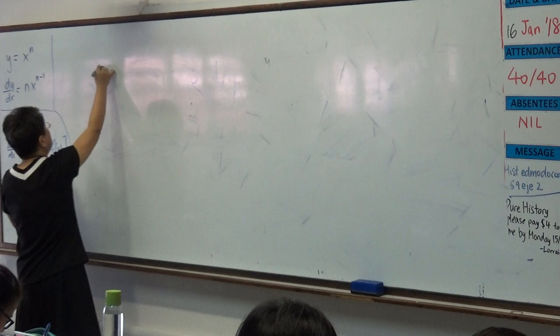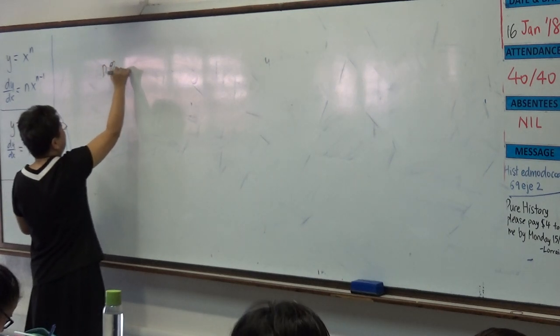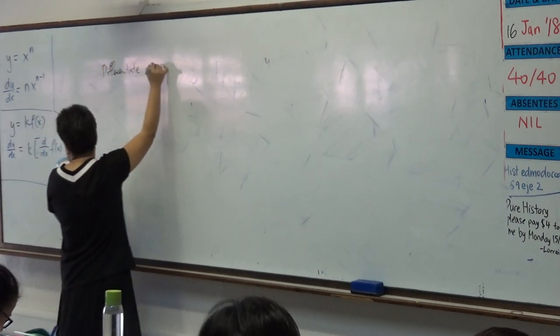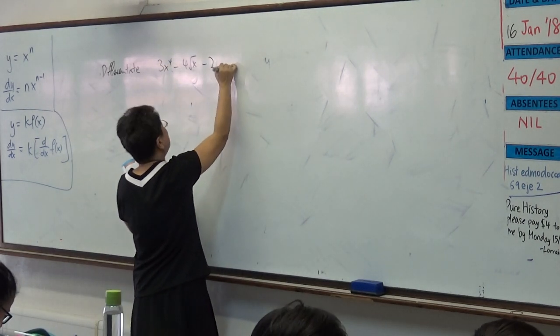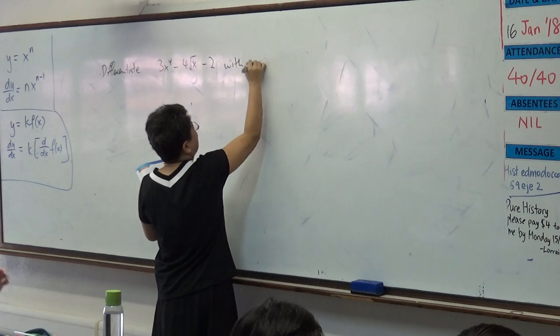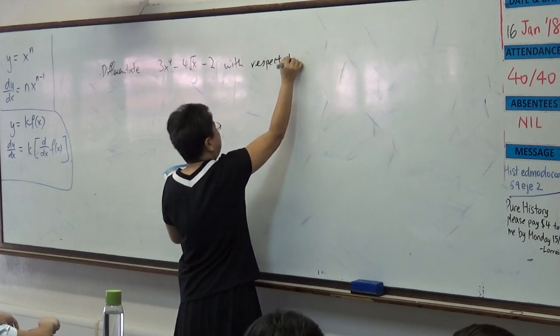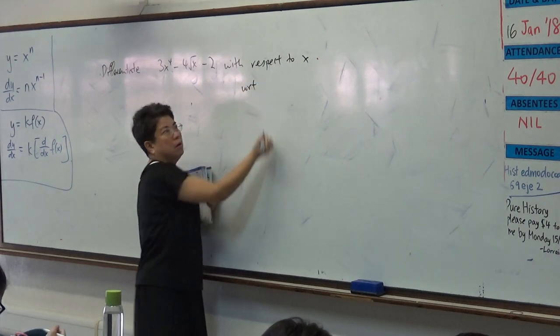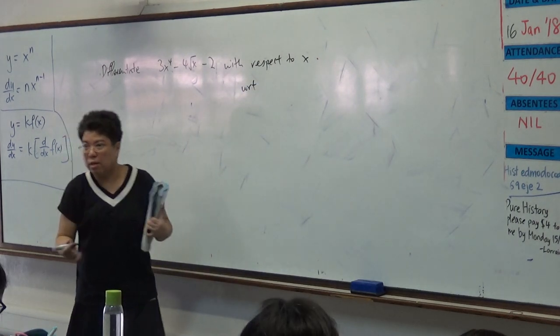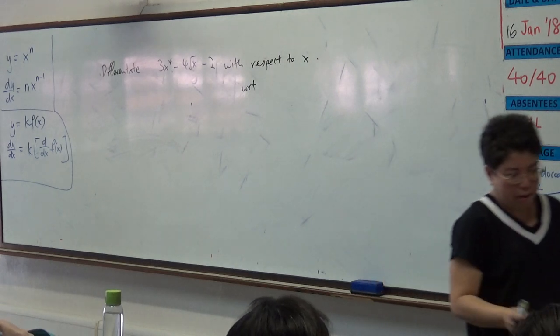They say differentiate, I must teach you this one. Some people don't know how to read. Question 1. Differentiate 3x^4 minus 4 root x minus 2 with respect to x. Now, with respect to, it makes us write like that. You must know this. When we go to a higher level, they will always do this. Okay, that's short form.